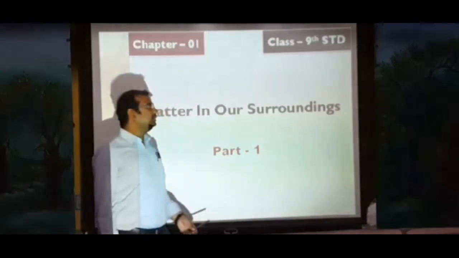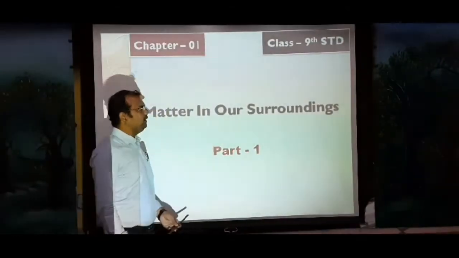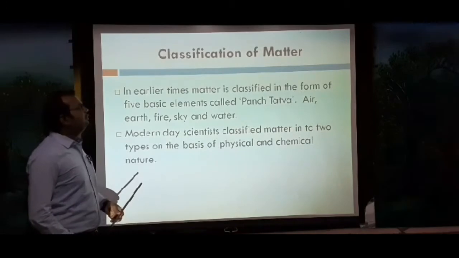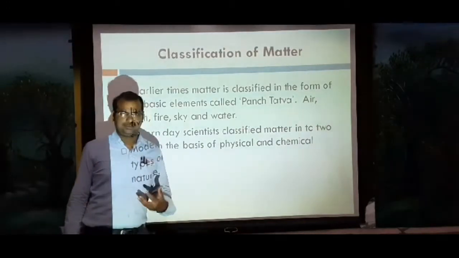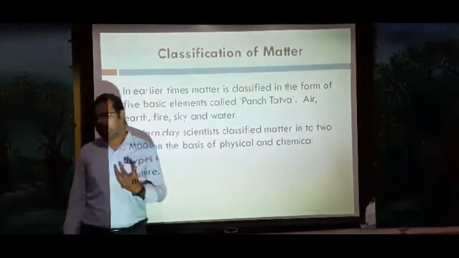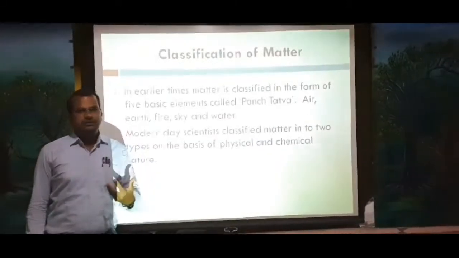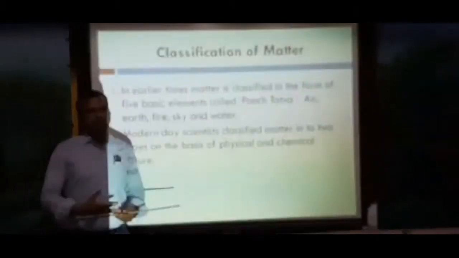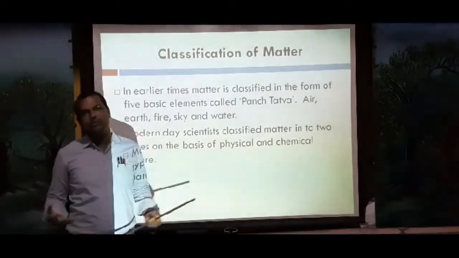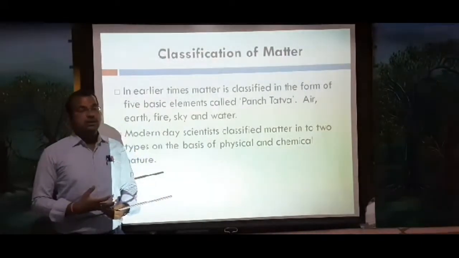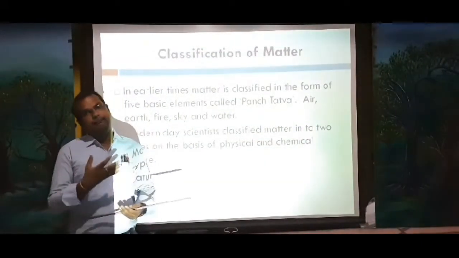In 9th standard, the first chapter is called Matter in Our Surroundings. In this chapter, let us see what we are going to discuss. First, before this, what is matter? In ancient times, earlier philosophers said that all the things we see around us, like soil, everything we see around us, are made up of materials. All those things are called matter.